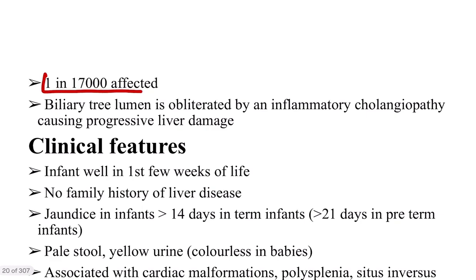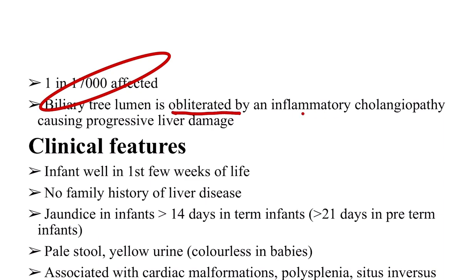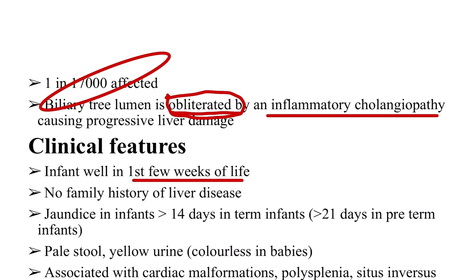It occurs in 1 in 17,000 babies. The biliary tree is obliterated by inflammatory cholangiopathy, causing progressive liver damage. There is obliteration of the biliary pathway, that means the common bile duct and the right or left hepatic duct are obliterated or obstructed, and it presents in the first few weeks of life. There is no family history of liver disease in this condition.